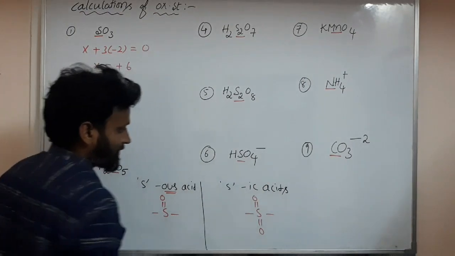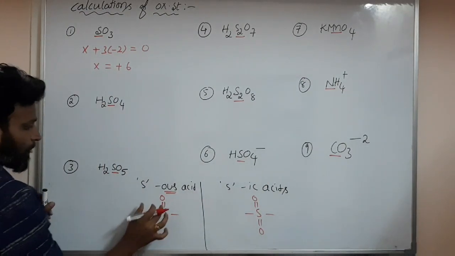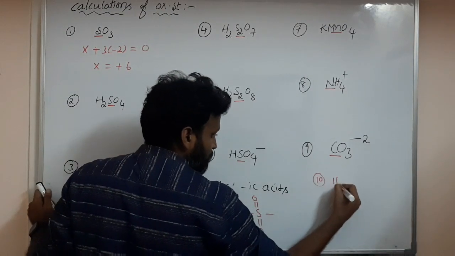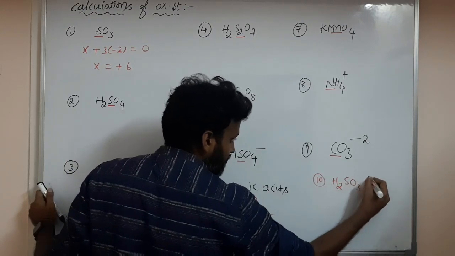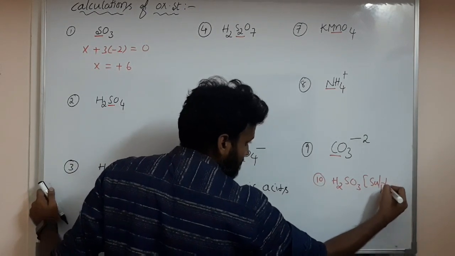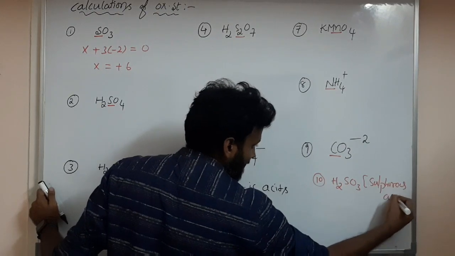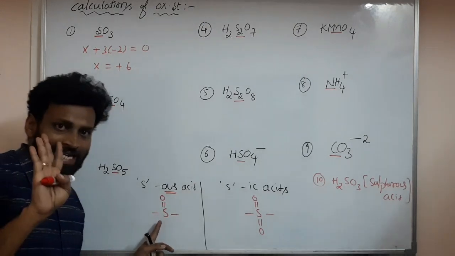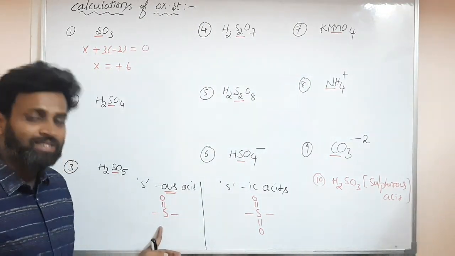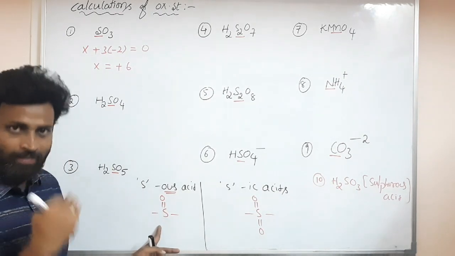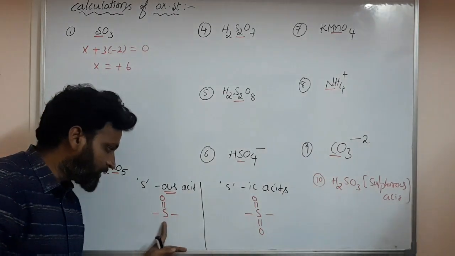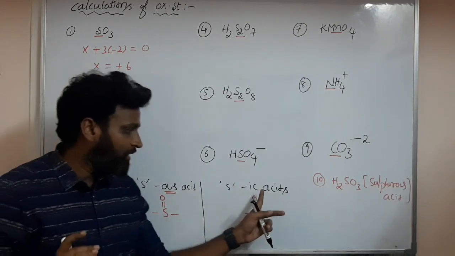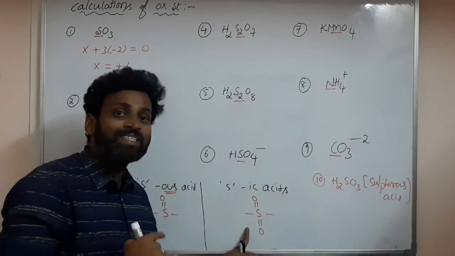This is sulfuric acids. Sir, here you wrote us acid, any example, sir? I give you here H2SO3, its name is sulfurous acid. So us acid means sulfur has 4 bonds. Us means less oxidation state, us lesser, like that you have to remember. In us acids of sulfur, sulfur has 4 bonds, and in ic acids, sulfur has 6 bonds.